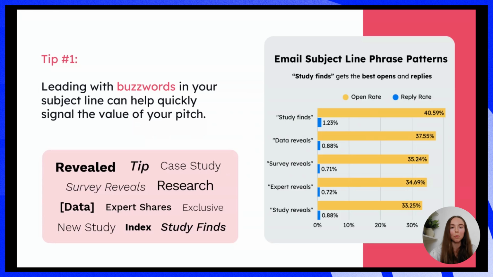Okay, then what do you do from there? So tip number one is, because they are our first point of contact with the journalists, lead with buzzwords to make sure that it's instantly signaled to a journalist the value of your pitch. And a really great study from BuzzStream analysed common phrases used in terms of open rates. And it's really interesting to see just how different and variant it is, whether you use tip, revealed, case study, research. So our biggest tip is to make sure you do use buzzwords to instantly stand out.